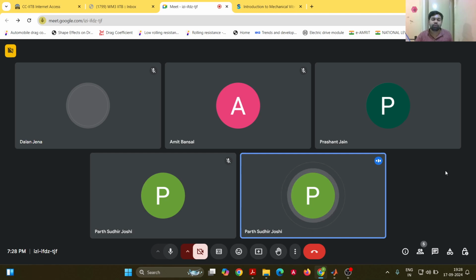Okay, so let's start with the set of problems that we had planned to discuss. So this is the first problem. A harmonic motion has an amplitude of 0.05 meters and a frequency of 16 hertz. What is its time period, maximum velocity, and maximum acceleration?